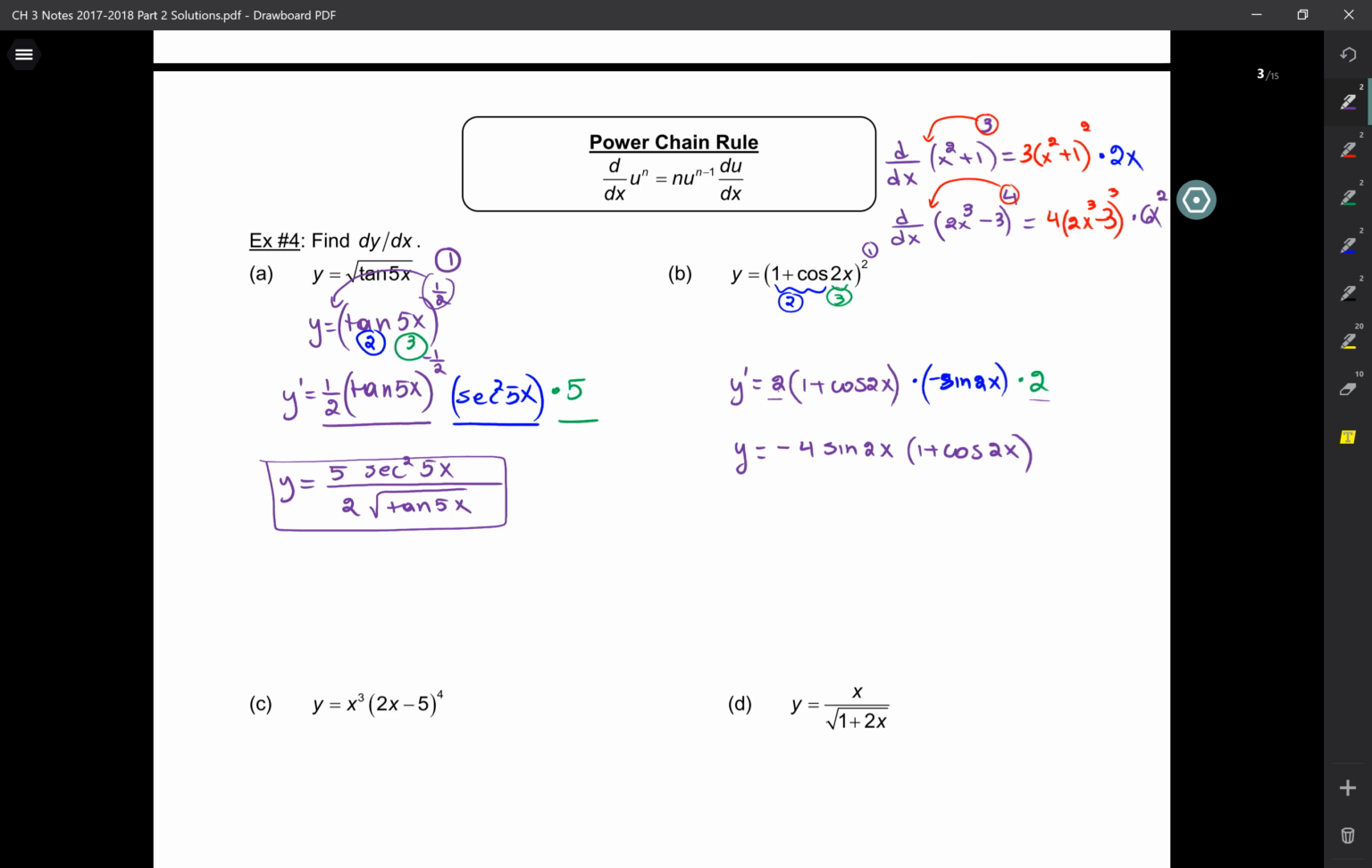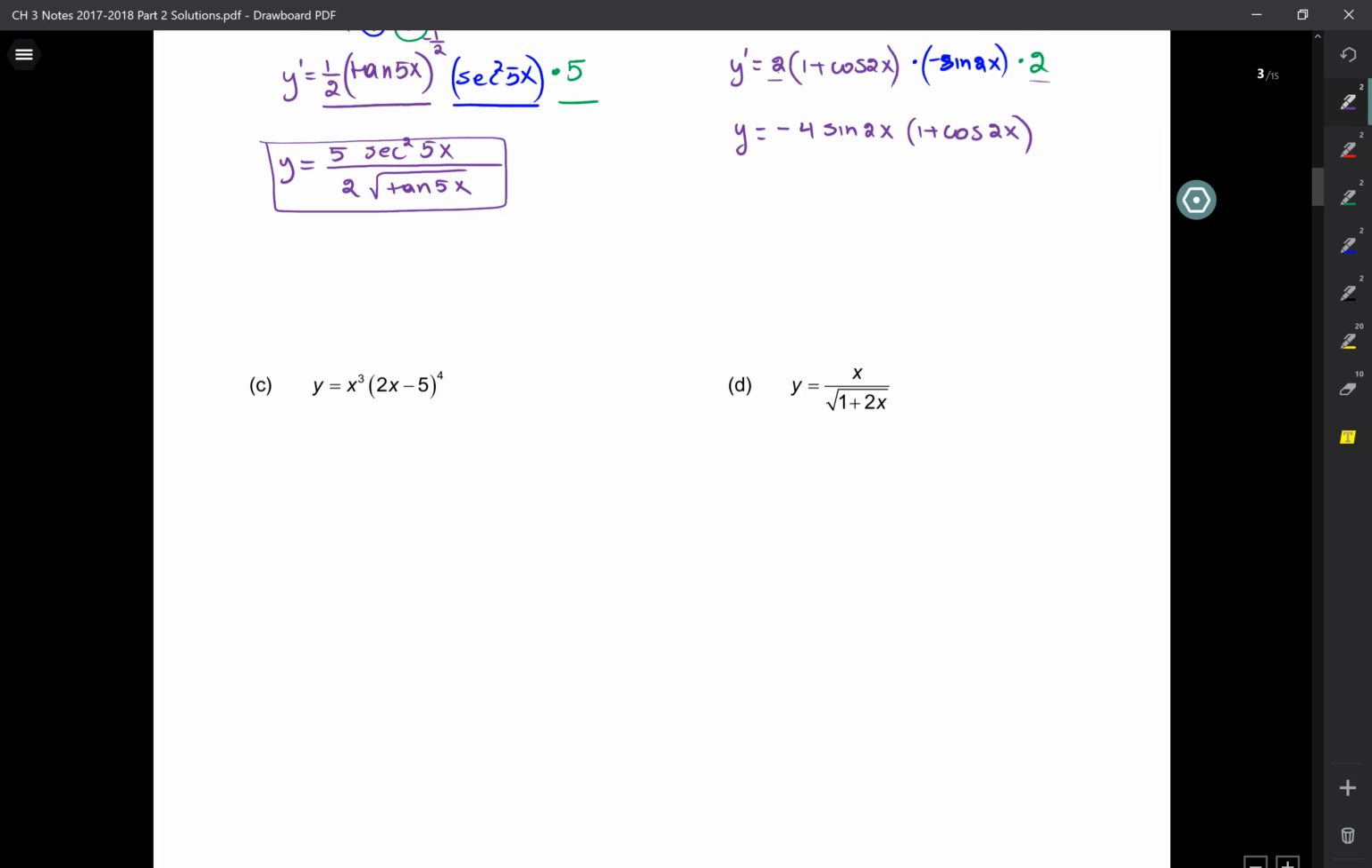You have an x cubed times the 2x minus 5. So this is a product rule within which there is a chain rule. Okay. So now this is U. This is V. What is the rule? It's UV prime plus U prime V.